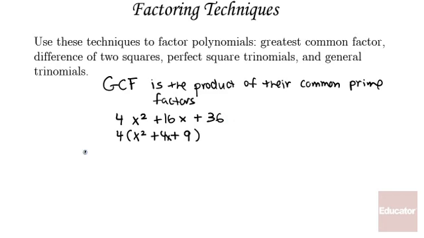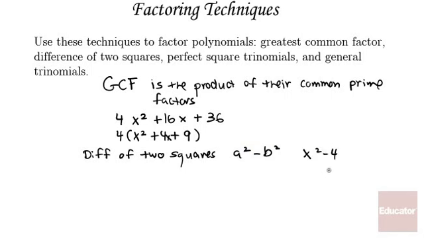Recall the difference of two squares. You'll recognize this because it's going to be in the form a squared minus b squared. An example would be x squared minus 4, and that is equal to x plus 2 times x minus 2. Here's the plus and the minus. So when you're factoring, if you recognize this, you can quickly factor it as the difference of two squares, knowing that it fits into this formula, a squared minus b squared.